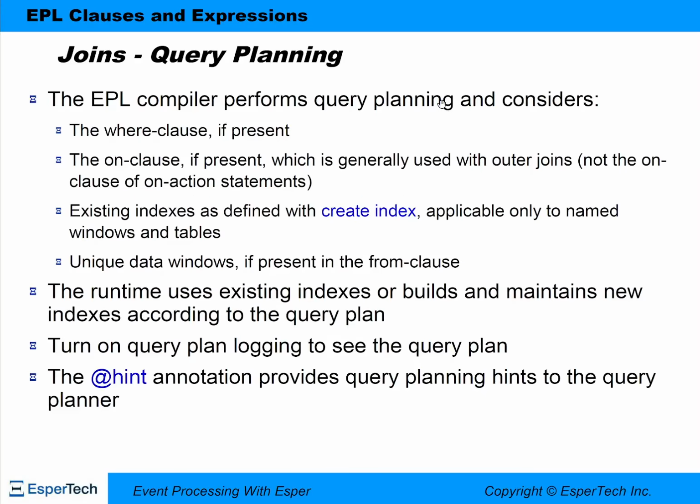The EPL compiler performs query planning and considers the following. The compiler considers the where clause, if present. The compiler considers the on clause, if present, which is generally used with outer joins. Not to be confused with the on clause of on-action statements. The compiler considers existing indexes as defined with create index, applicable only to named windows and tables. The compiler considers unique data windows, if present in the from clause.